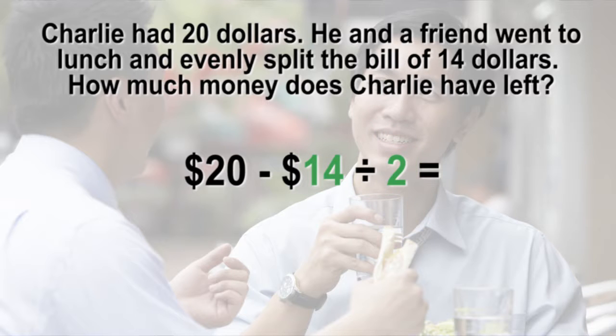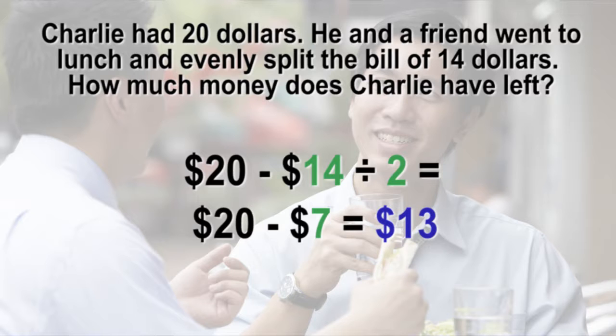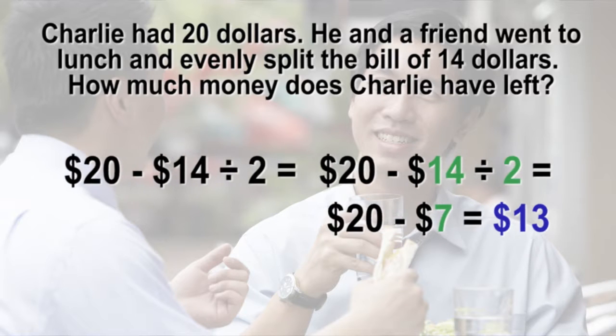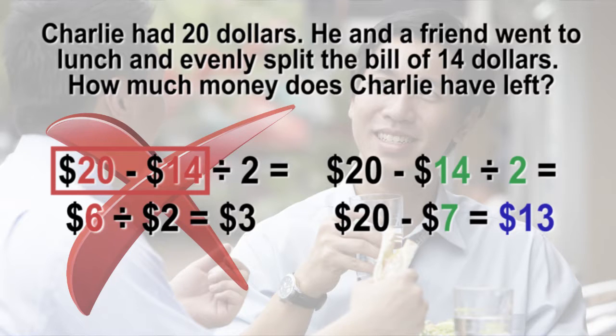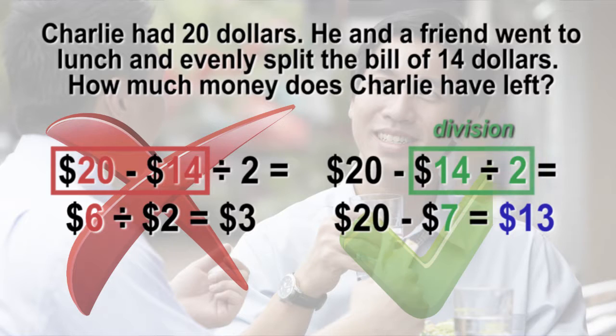Let's solve. First, find the total bill of $14 divided by the 2 friends equals $7 each. Now take the $7 that Charlie has to pay away from the $20 he has for a difference of $13. Charlie has $13 left. If the order of operations was ignored in this situation, the problem would state that Charlie had $20 and $14 was subtracted for a difference of 6. The $6 left would then be divided between the 2 friends for $3 left. This does not represent the problem at all. This is why completing the division before the subtraction is vital.